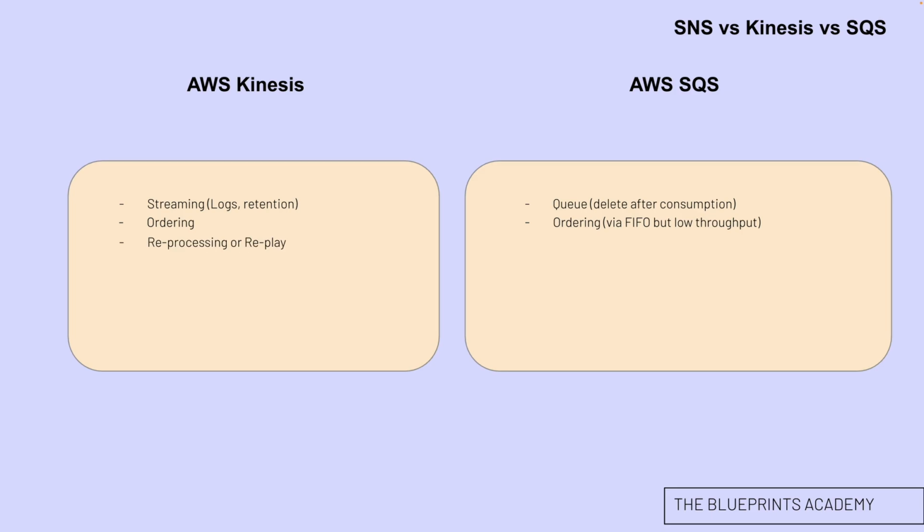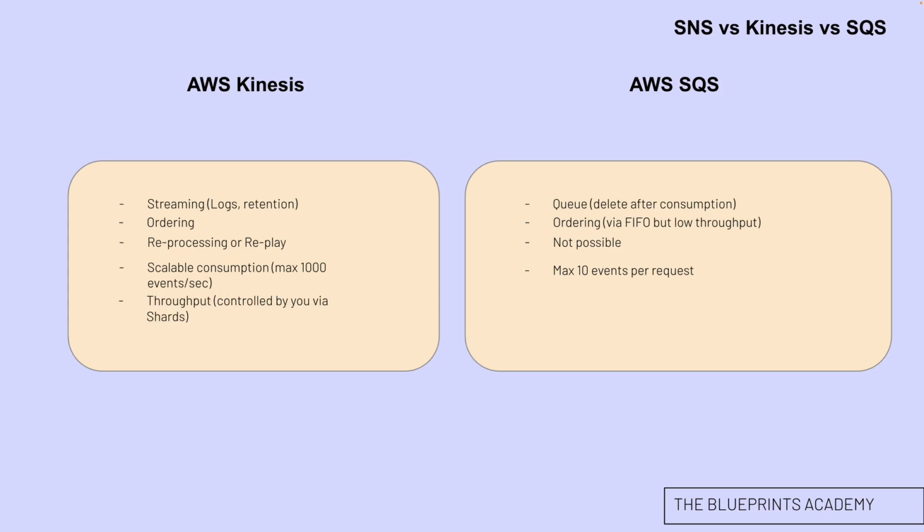Reprocessing or replay of the event. As discussed, we can do reprocessing and replay of the event using sequence number, which is definitely not possible in AWS SQS. In terms of scalability, AWS Kinesis is highly scalable. When you increase the shards, you get more scalability, more parallelism, and more consumers can read. Whereas with AWS SQS, only max 10 events per request can be consumed, which is kind of a limitation.